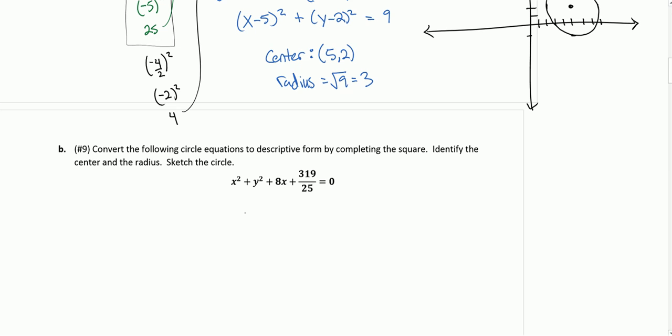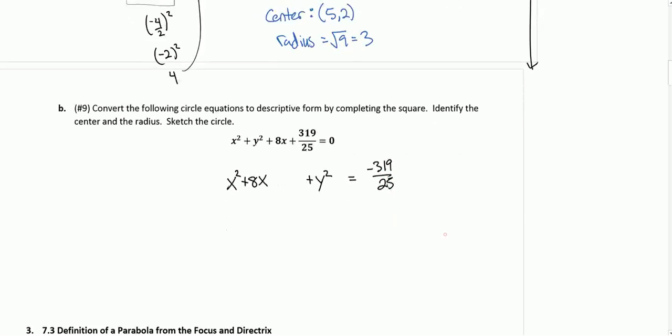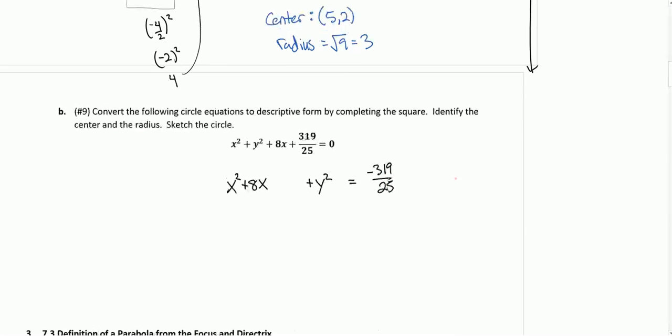So first, start the same way, group the x values. So we got the x squared and the 8x. Leave a little room to complete the square. We got our y value, which is y squared. And then all constants move to the right hand side. So negative 319 over 25. And then begin completing the square.